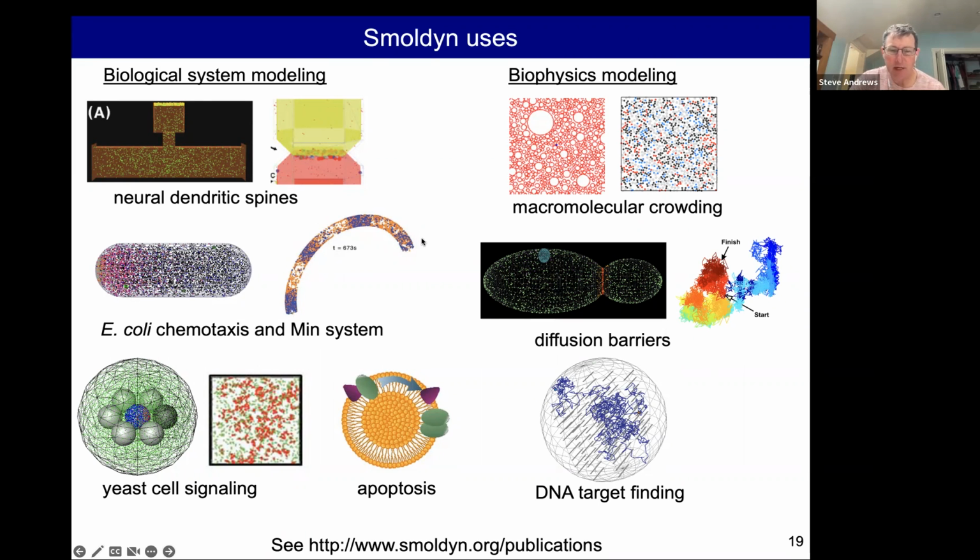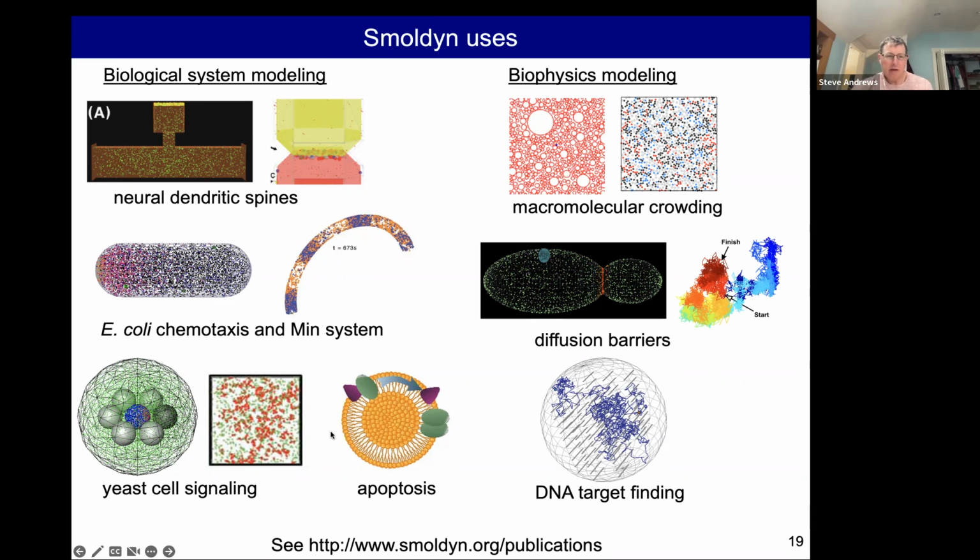The Min system, which I just mentioned, is the oscillations back and forth in the cell. Yeast cell signaling: there are a few projects on that by myself and Tim Elston's group, looking at cell polarization, information transfer in yeast cell signaling, and apoptosis. So all these things are system models.